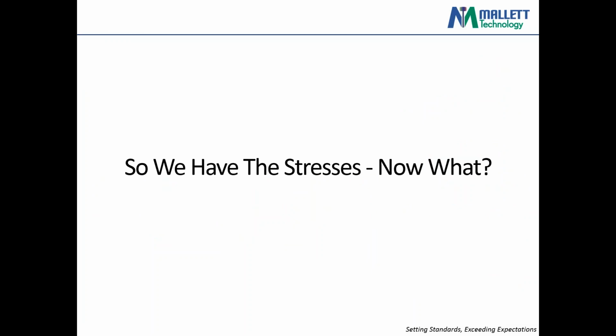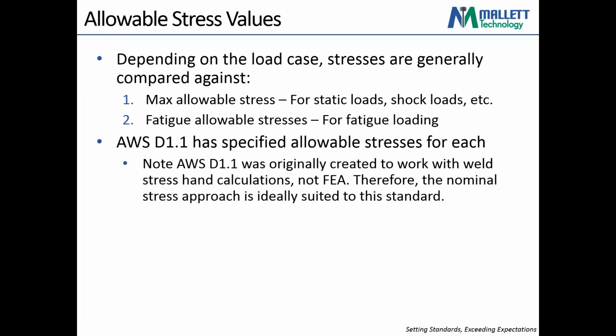Okay, so now we have our stresses. So what's the next step? The next step is you have your stress, you're going to compare to allowables. Generally, you're going to look at 2 different stress allowables depending on what type of load case you're looking at. You're either going to be looking at a max allowable stress, that's usually for static loads, shock loads, things of that nature, or you're going to be looking at a fatigue allowable stress, and that's for fatigue loading, right? And AWS, and that's really what we here at Mallett always default to, has allowable stresses for both of those cases.